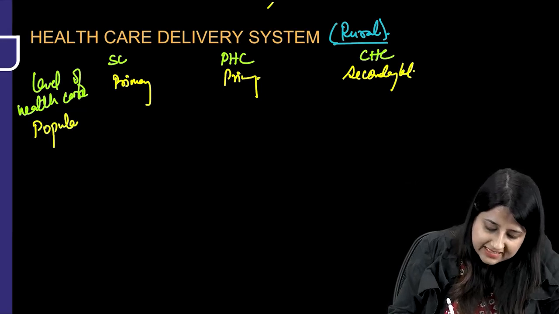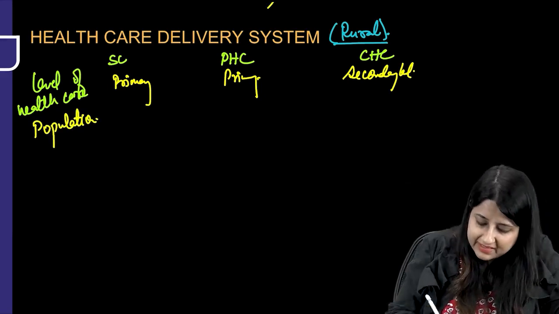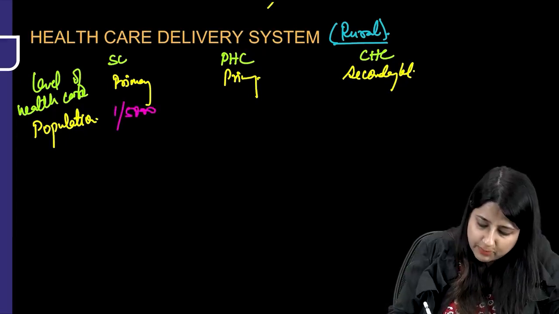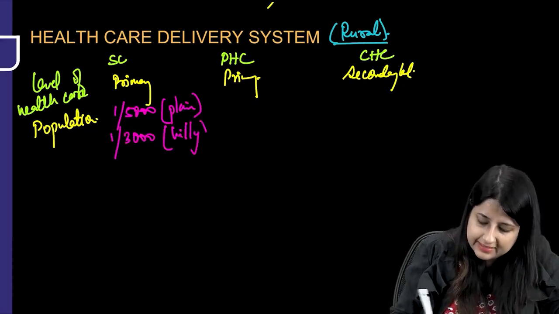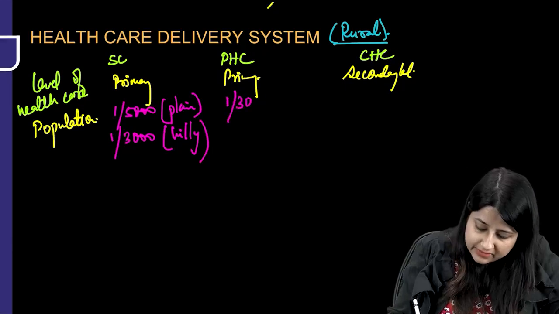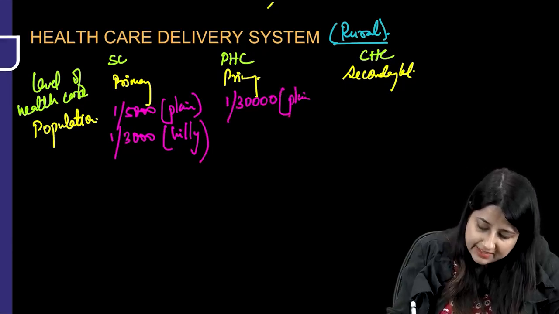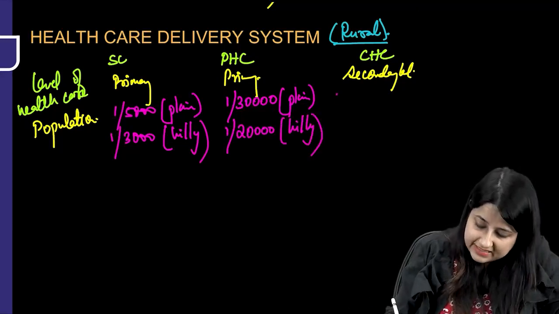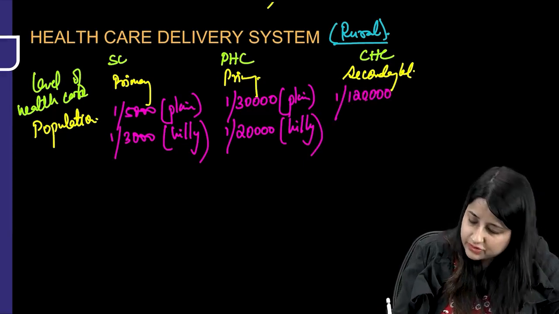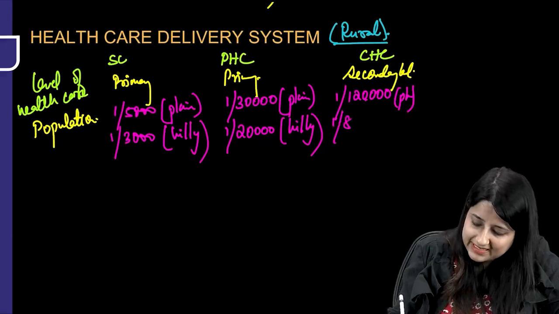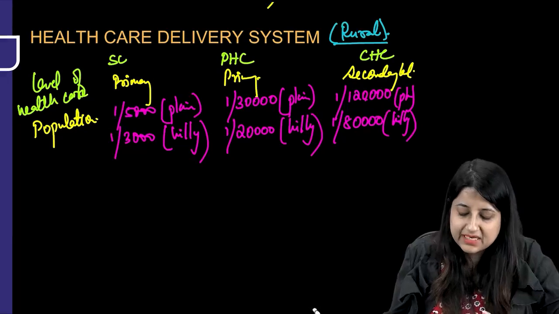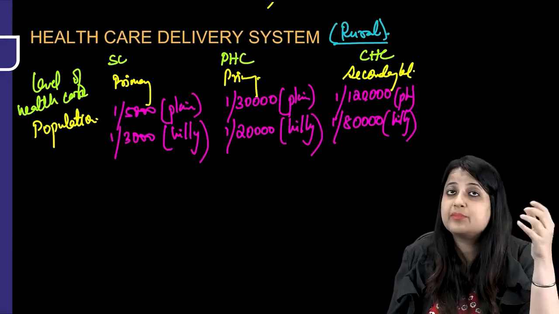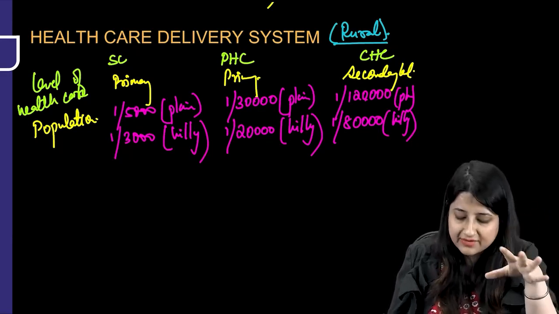Then the population that each center caters to. One sub-center, everybody, caters 1 per 5,000 population in which area? Plain area, and 1 per 3,000 population in which area? Hilly areas. What about PHC? 1 per 30,000 population in which area? Plain area, and 1 per 20,000 population in which area? Hilly area. What about CHC? 1 per 1,20,000 population in plain area, guys, and 1 per 80,000 population in which area? Hilly area.